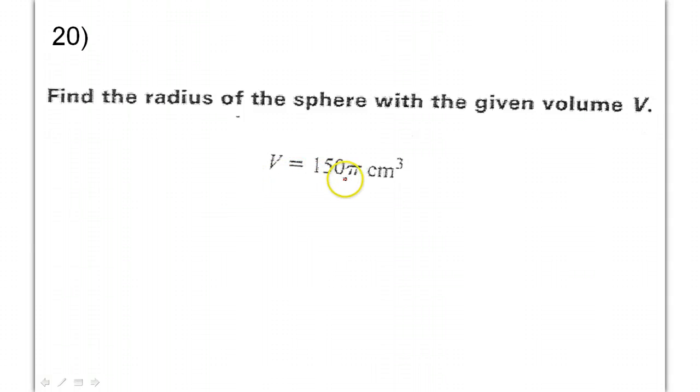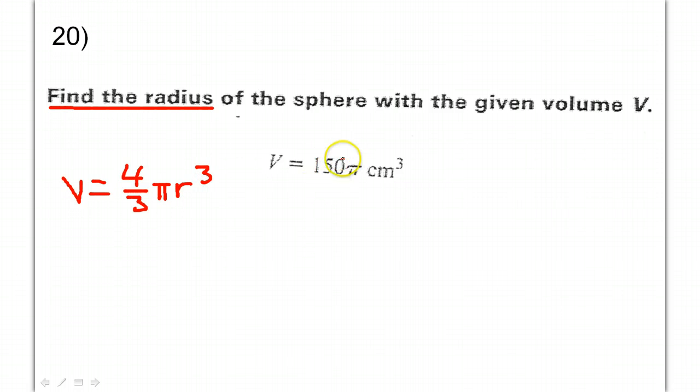Okay, this time we are given the volume and we're supposed to find the radius. Well, since we're given the volume, let's use the volume formula. Volume equals 4/3 pi times the radius cubed.